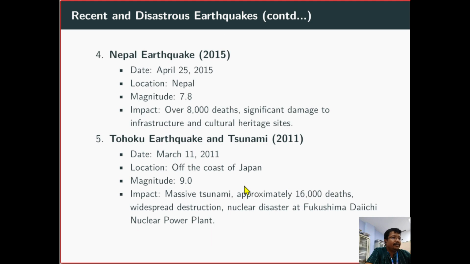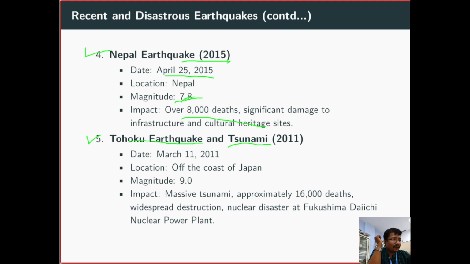Next, the Nepal earthquake, which occurred in April 2015, and the location was Nepal, where the magnitude was almost 7.8, and over 8,000 deaths happened. Next one is the Tohoku earthquake and tsunami.